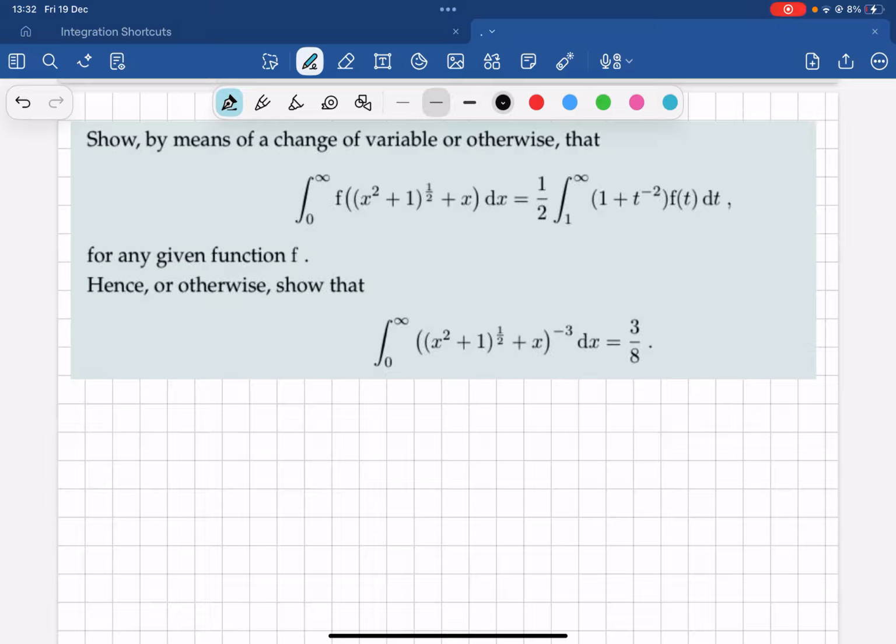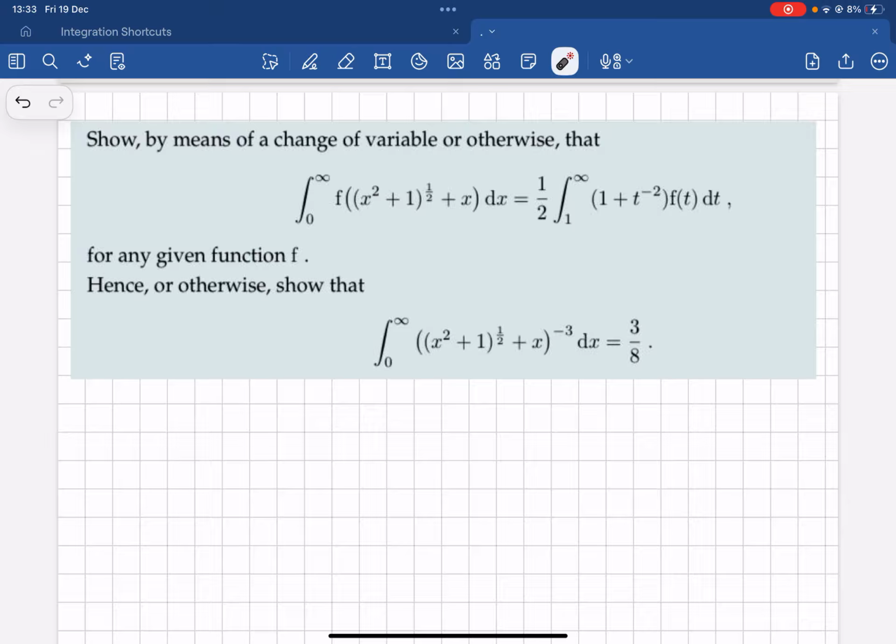Right, so we've got the integral from 0 to infinity of f((x squared plus 1)^(1/2) plus x) with respect to x equals a half times the integral from 1 to infinity of (1 plus t^(-2)) f(t) with respect to t. Now we need to show that these two sides equal each other. So how would we go about this?